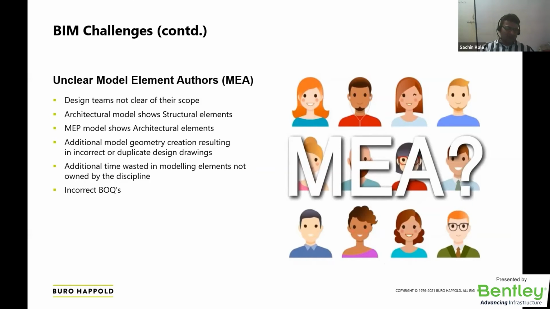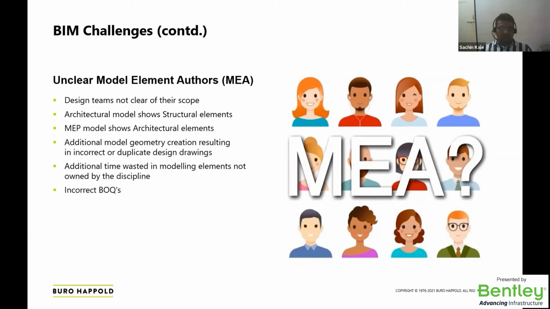Similarly, the same thing happens from structural, MEP and the architectural teams as well. They start modeling scope which is not intended for them to model. So people are not clear about their scopes, and this affects the timelines and the costing of the projects.